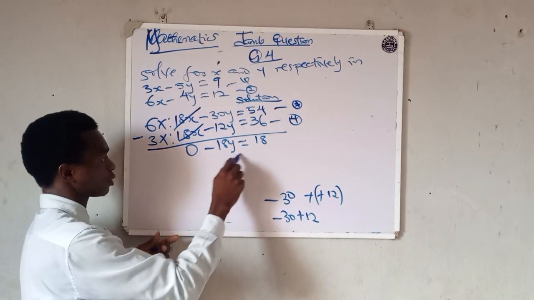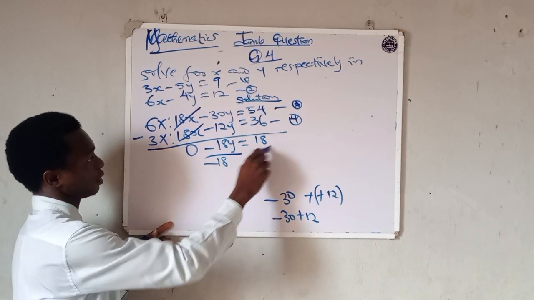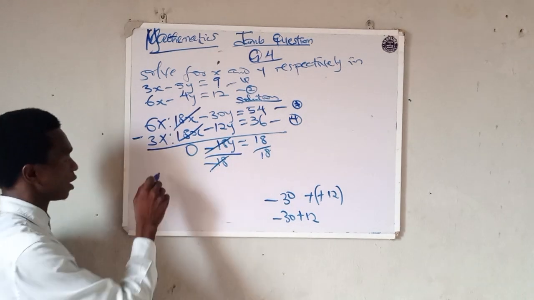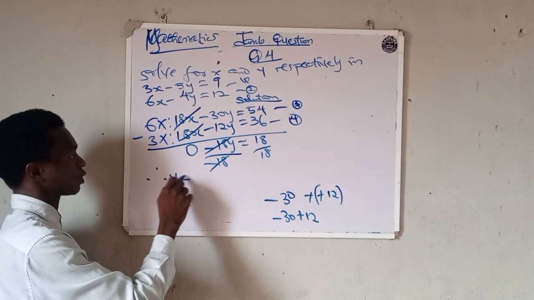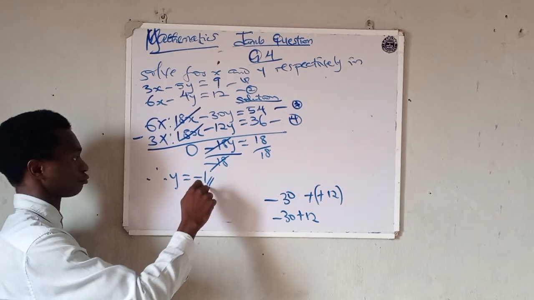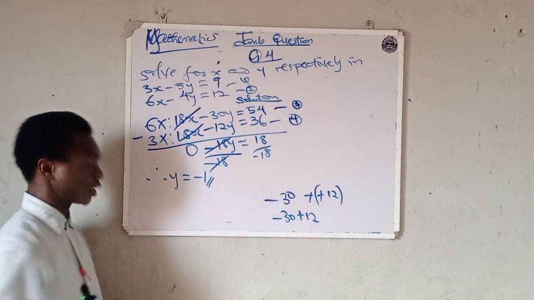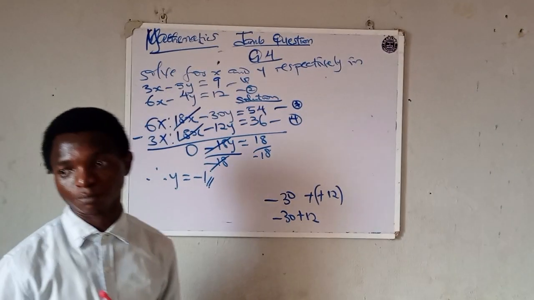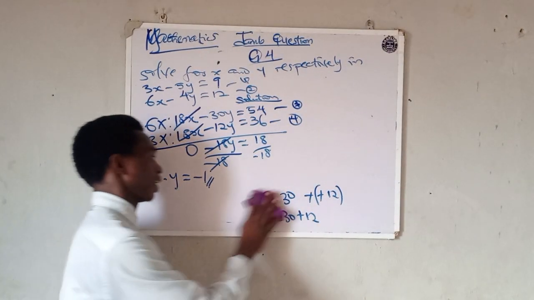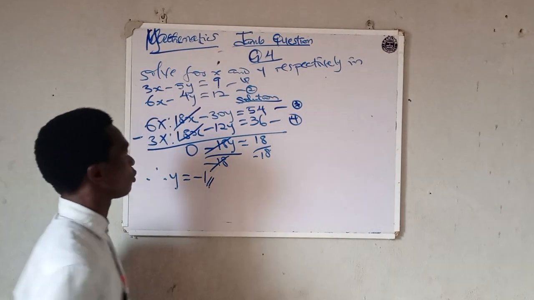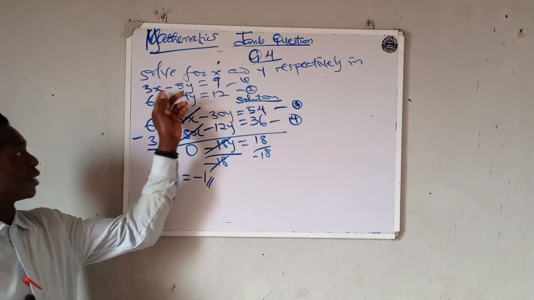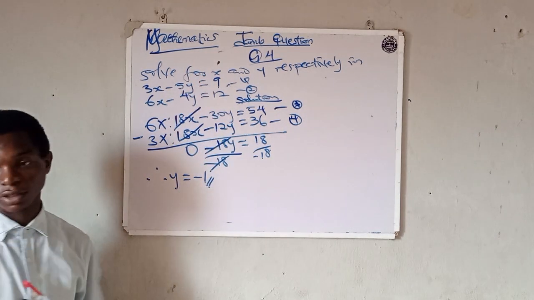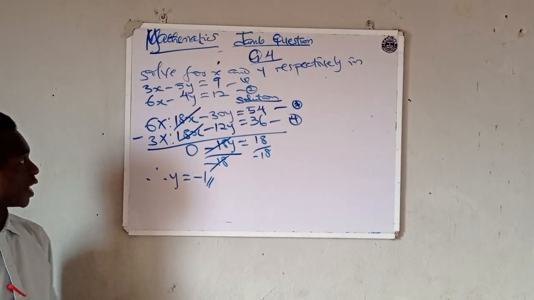Let's divide both sides by minus 18. Minus 18 and minus 18 take care of each other. Therefore, y is equal to minus 1. That is the y. If y is equal to minus 1, how do we get x? It's very simple. You can put y in any of these equations, either 1, 2, 3, or 4, to get the corresponding value of x.